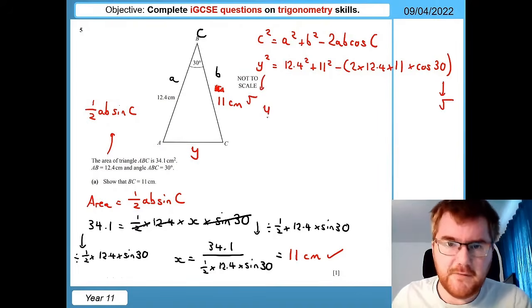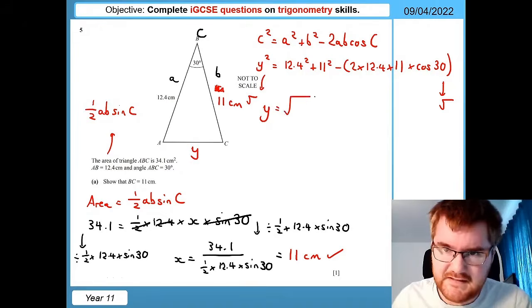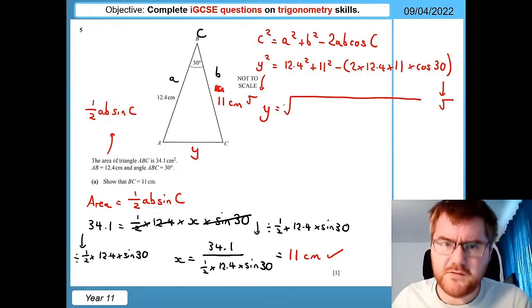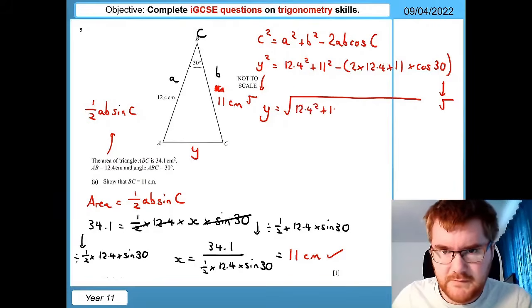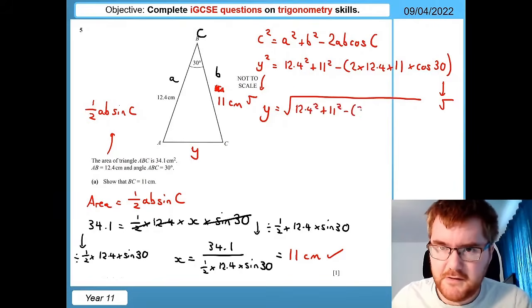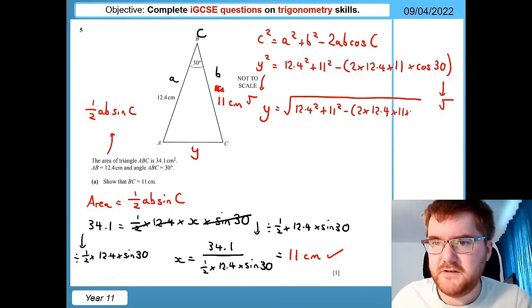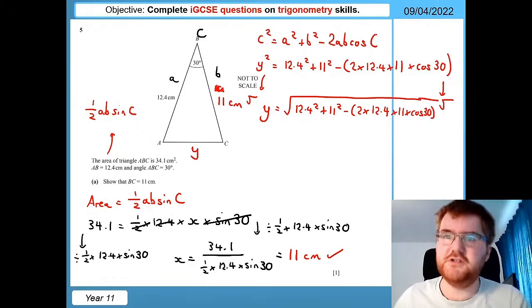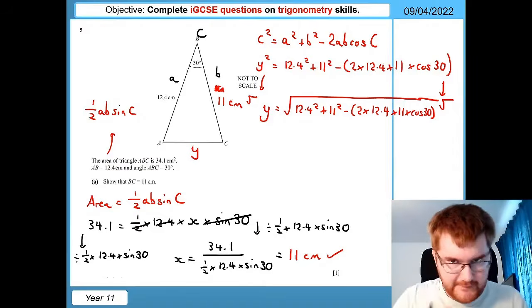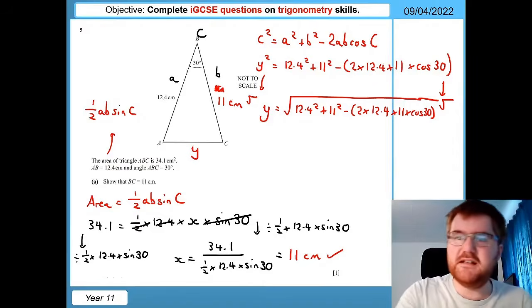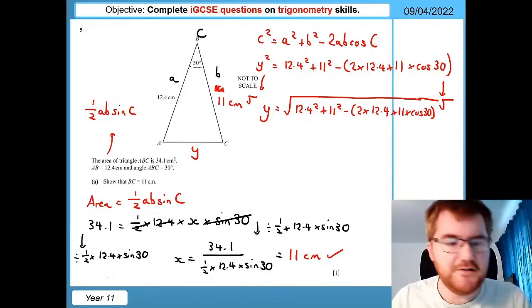So notice I haven't reached for my calculator yet. I'm waiting until I get to this final step. So y is equal to the square root of 12.4 squared plus 11 squared minus, open brackets, 2 times 12.4 times 11 times cos 30. And you can pick up a lot of marks on these questions by just knowing these formulae and working through these questions nice and carefully and logically. So let's pop this into the calculator and see what we get.